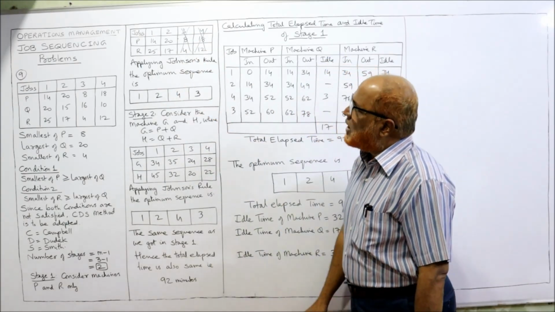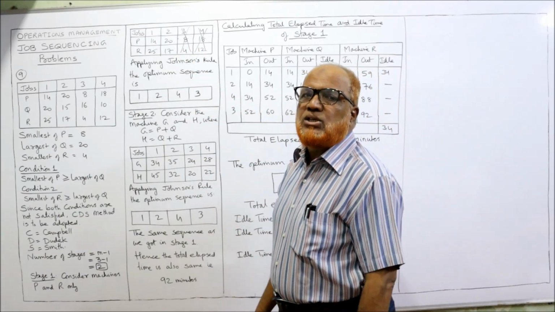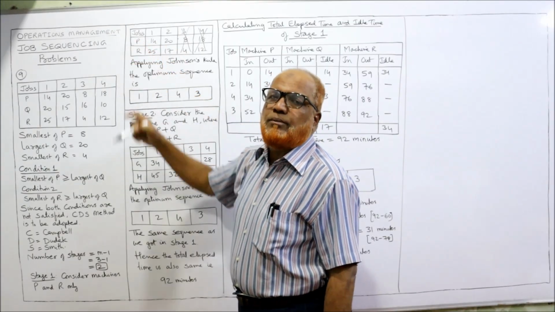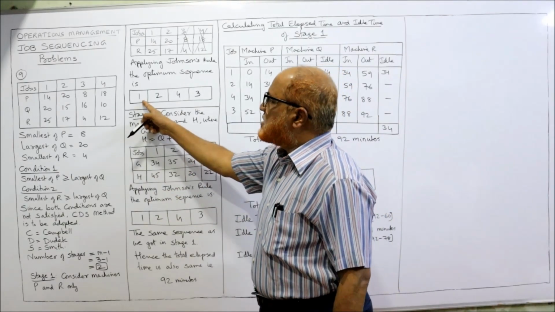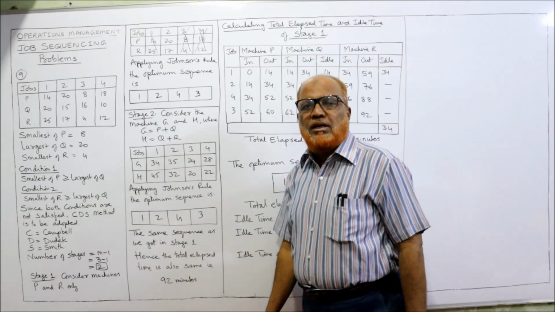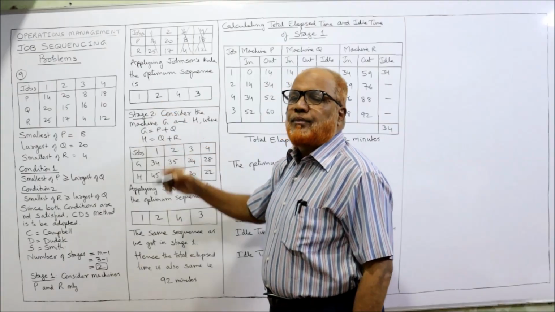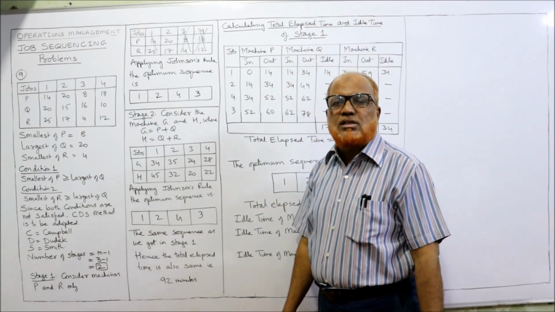Now 2 more jobs are left. 14, 20, 25, 17. Minimum is 14, for job number 1 on P machine, first machine. So left side first, this one over. Now only one job is there and one cell is there. This second job I have put here. The optimum sequence is 1, 2, 4, 3. This is according to Johnson's rule.